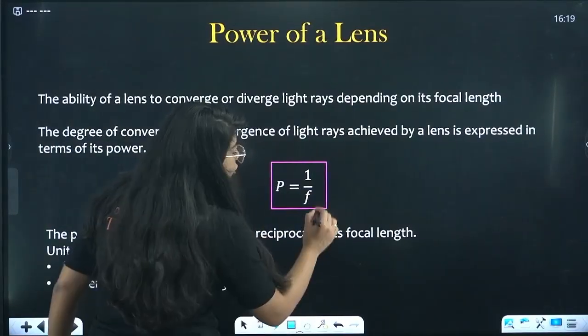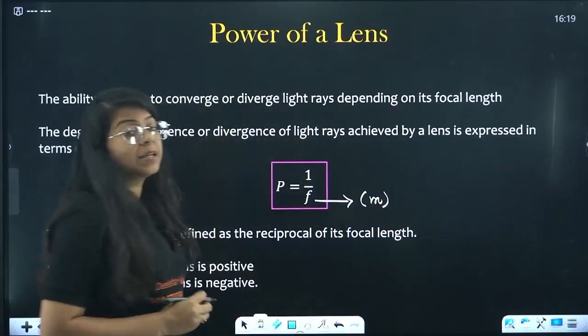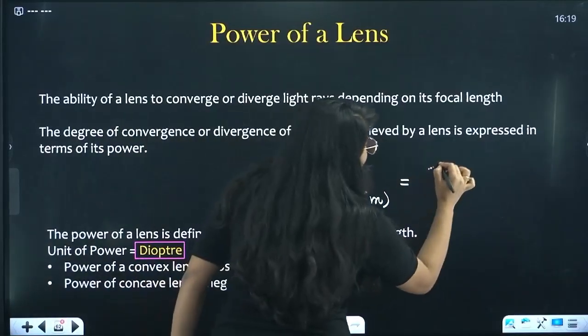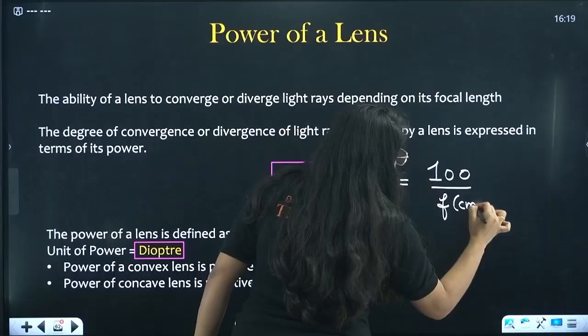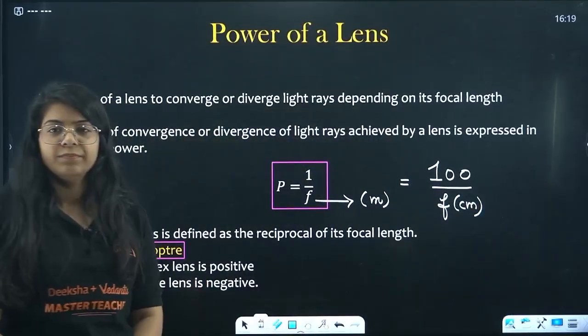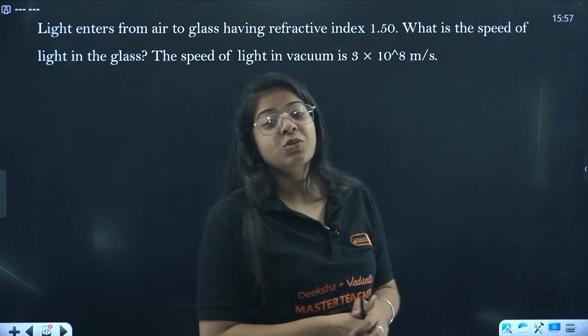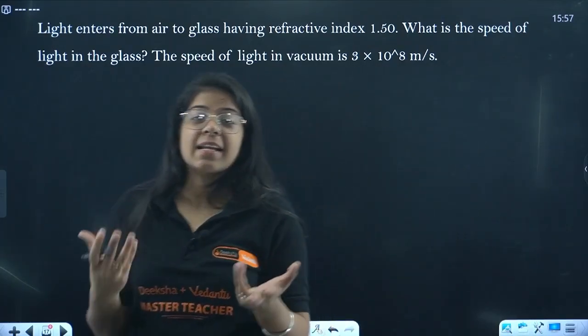Now make sure to remember that in 1 by F, the focal length is always in meters. If focal length is in centimeters, then the formula will be 100 divided by focal length, that is in centimeters. Understood? Great. Okay, now let's move on to some of the very important questions of your lenses and refractive index.